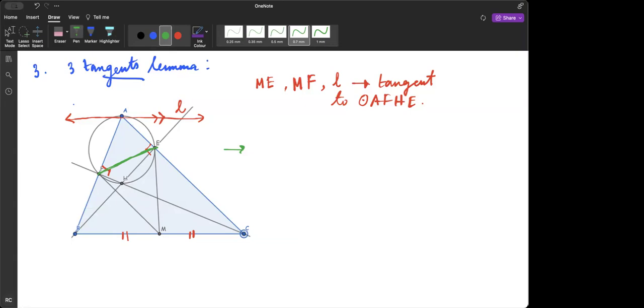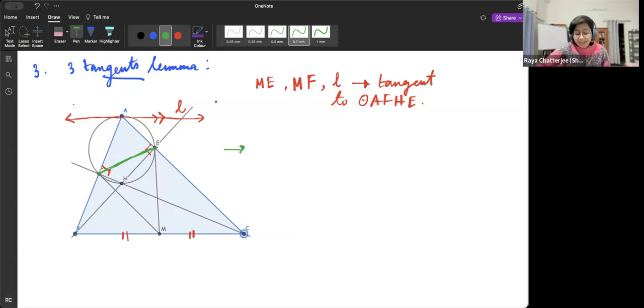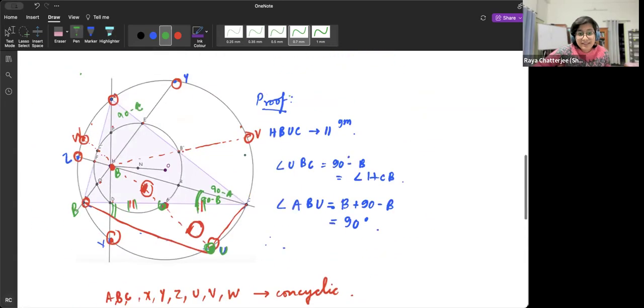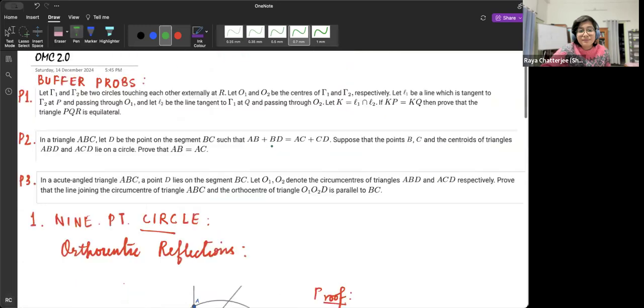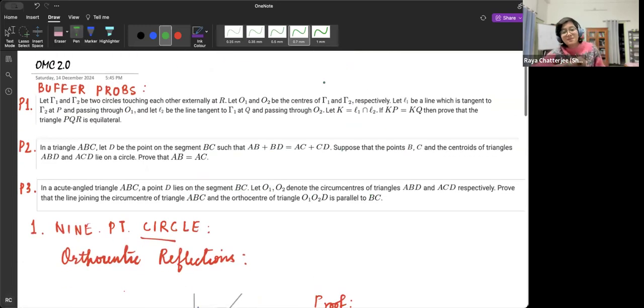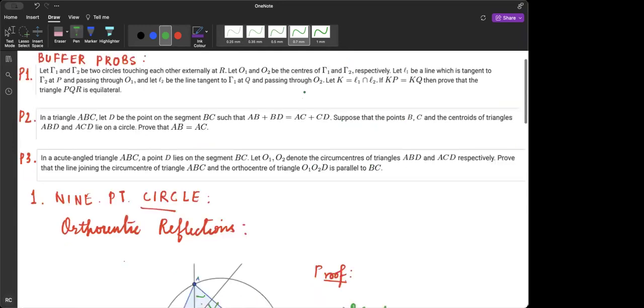Can I have a look at the buffer problems once? Because I joined a bit late. Okay, yeah, that's fine. One second. Take a screenshot or something, I guess. Thanks. I'm done.